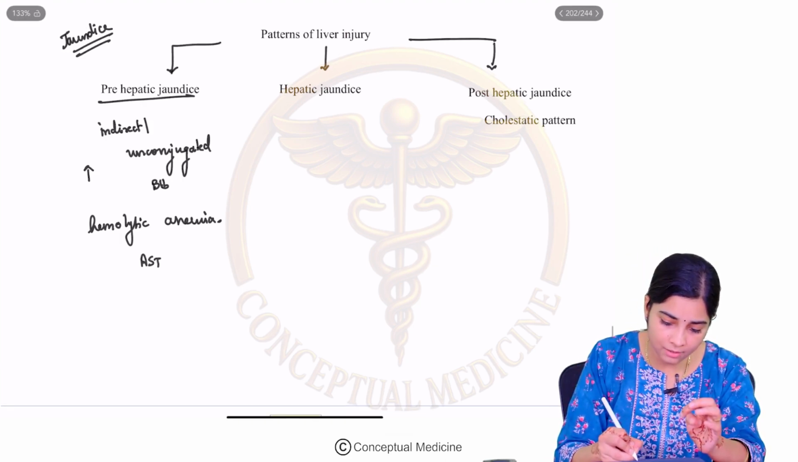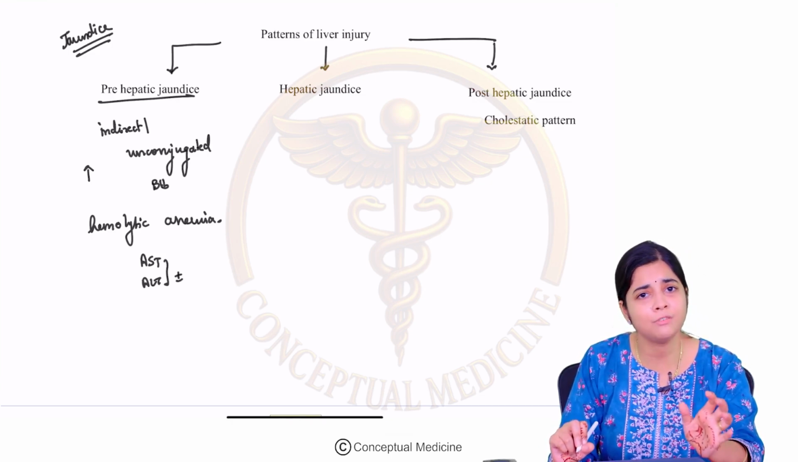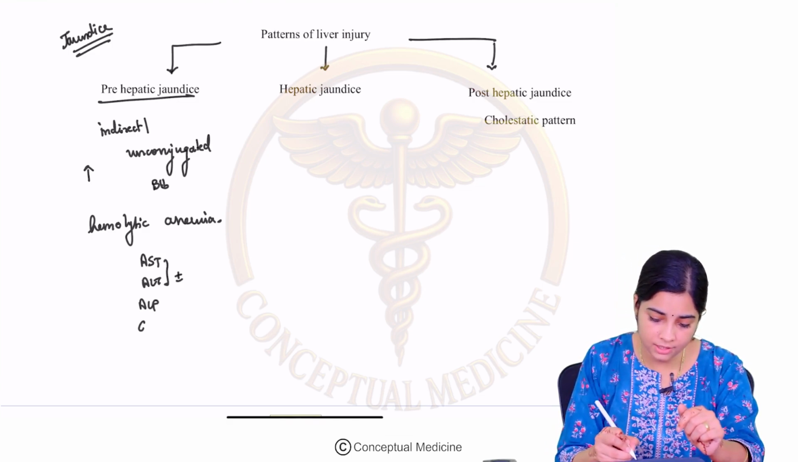And you can have mild AST ALT elevation. It may or may not be there. Okay, you can or cannot have. Most often it is only your bilirubin elevation, right? So ALP GGT is normal.